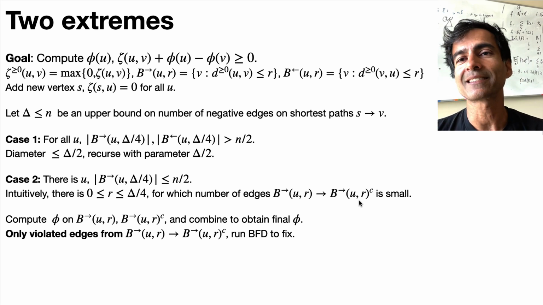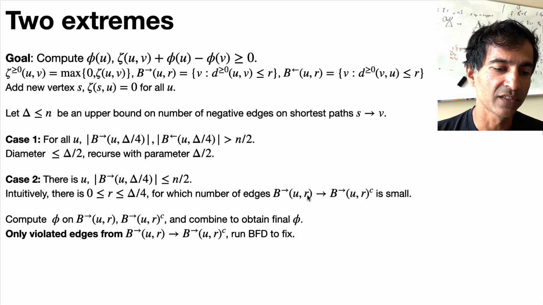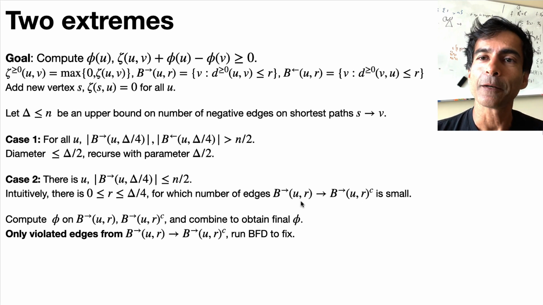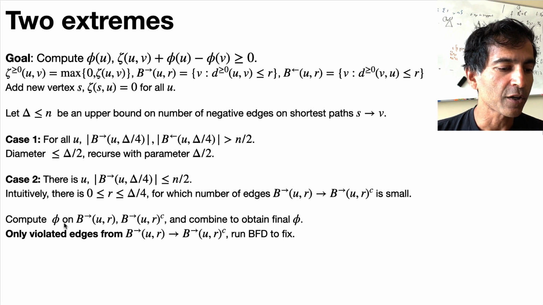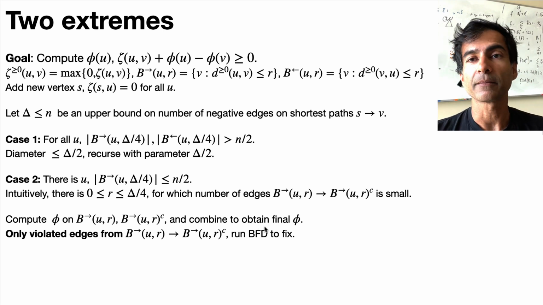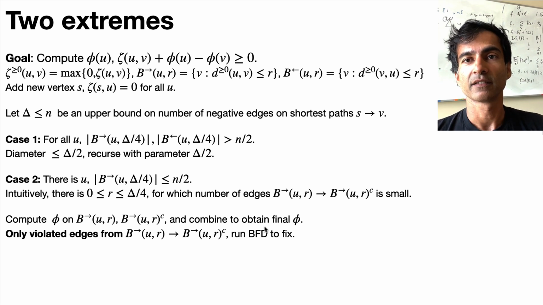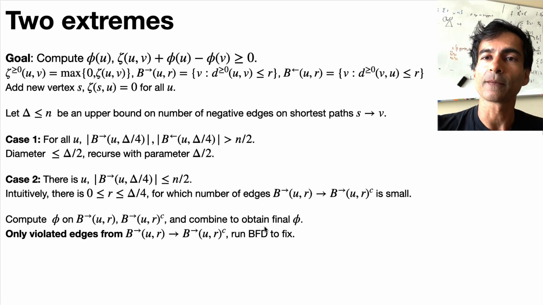And if that's the case, let's say just for now that there are 0 edges going from inside this ball to outside this ball, then we'd be in good shape because we can now compute phi on the ball and compute phi on the complement of the ball. Two different potential functions that work, one for inside the ball and one for outside the ball, and then combine them, as we discussed before, to get a function phi that works for the entire graph. Because if all of the edges only go from outside the ball to inside the ball, then we can combine potential functions using the approach we discussed before.